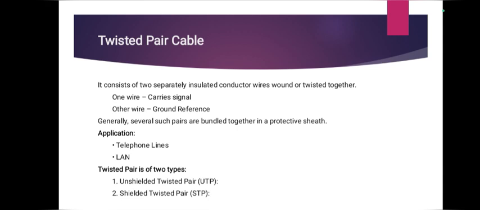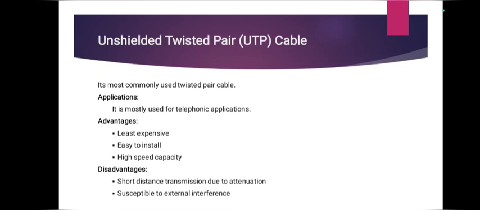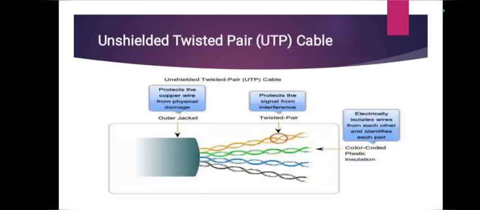Twisted pair cable is of two types, unshielded and shielded twisted pair cable. Unshielded twisted pair cable is mostly used for telephonic applications. It is least expensive, easy to install and has a high speed capacity. The disadvantages are short distance transmission due to attenuation, and susceptibility to external interference. The diagram is given below.